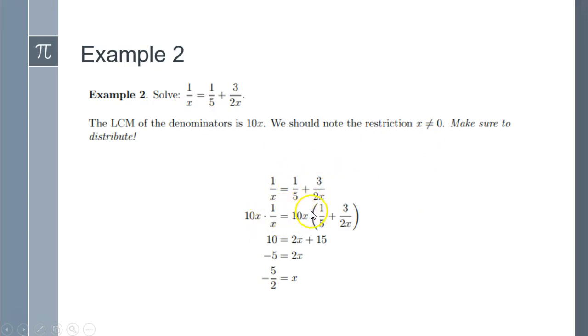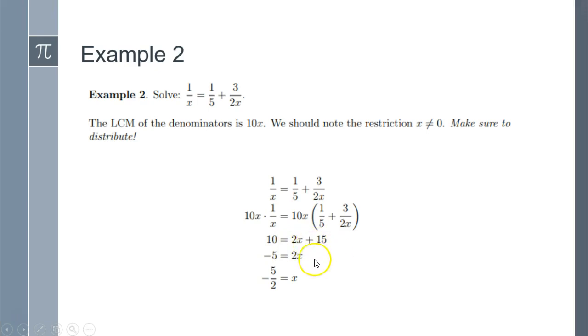I multiply each term by 10x, and on the right I've put the terms in parentheses, so I'll distribute that 10x. So I get 10x, and I'm looking to reduce it with the x on the left, and that becomes a 10. So in the first term on the right, 10x over 5, the 10 and the 5 reduce to a 2, so I'm left with 2x times 1, so that's just 2x. 10x over 2x is 5, so I'm left with 5 times 3, that's 15.